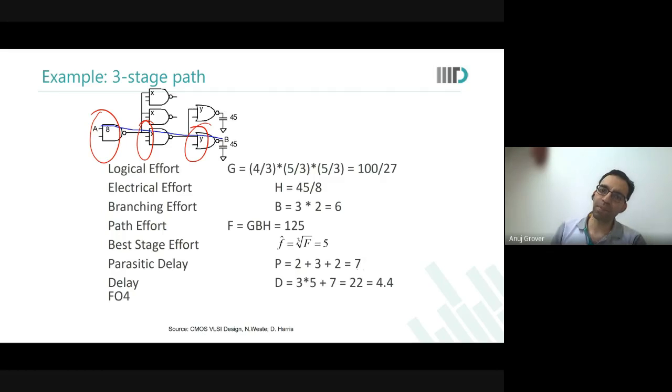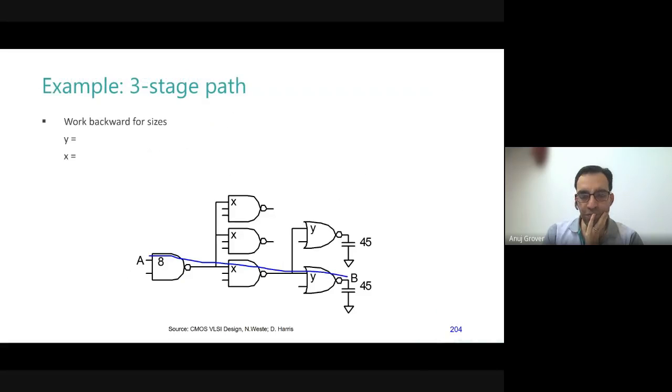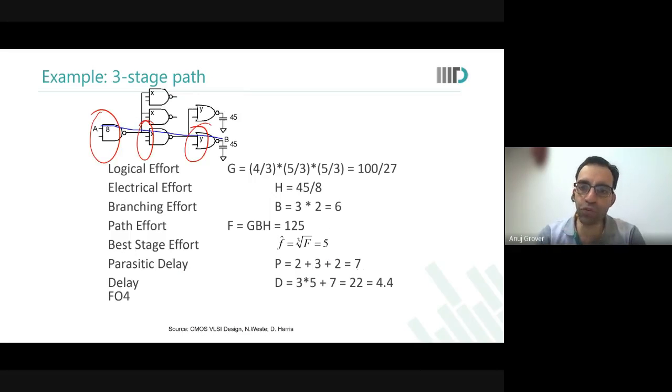Okay, and my FO4 is 4.4. So what is the delay in FO4? FO4, sorry, कुछ नहीं. So this is delay. ये क्या है? ये FO4 means fan out of 4. इसको छोड़ दो, ignore this part.